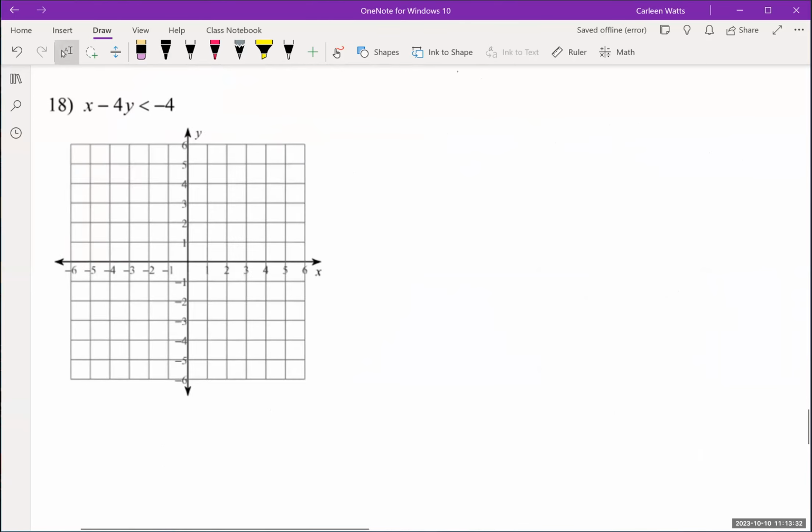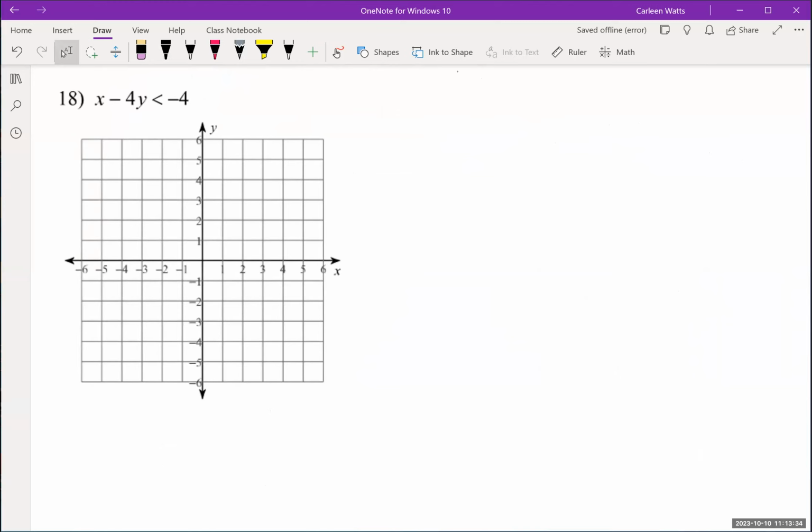Now let's look at number 18. Notice this one is not solved for y. I look at this and I go, oh, less than is down, right? Whoa, whoa, whoa. You cannot make that decision if it has not been solved for y. Okay, so we're going to have to solve for y. Then we're going to decide which way to shade.